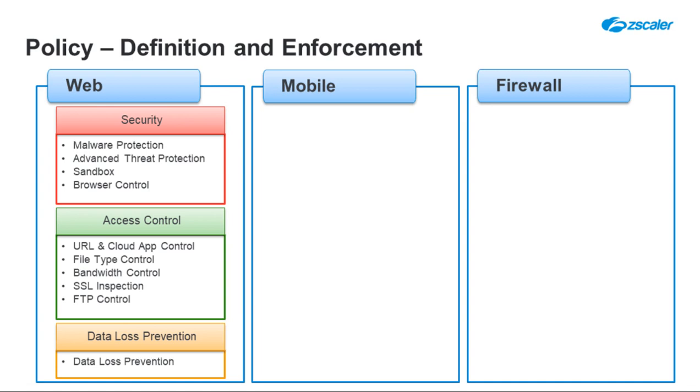File Type Control to specify the file types that may be uploaded or downloaded. Bandwidth Control for assigning maximum and minimum bandwidth percentages for classes of traffic. SSL Inspection with settings and resources for intercepting and inspecting SSL traffic. And FTP Control for restricting access using the FTP protocol.